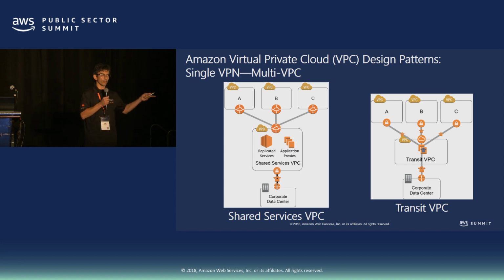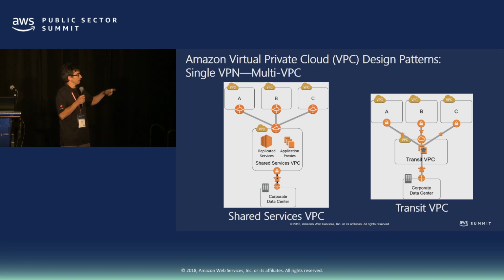And all those workloads, they have to authenticate in Active Directory. So in the first one, the shared services VPC would have a hub and spoke scenario where you have a central shared VPC connecting through VPC peering with all the VPCs.